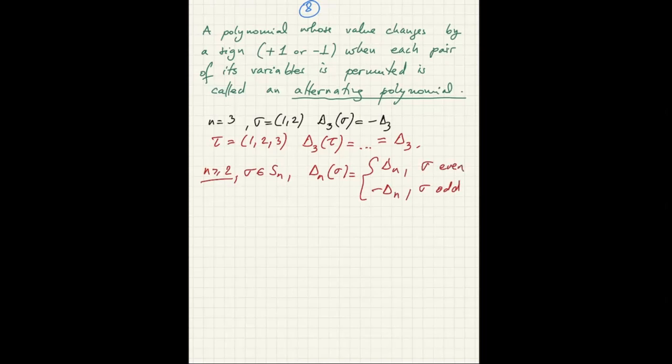So this polynomial delta_n of sigma, you can see it as being obtained from delta_n by doing some permutation of its variables or its indeterminates. And such a polynomial whose value changes just by a sign change, so it stays the same or it gets replaced by its negative, when each pair of its variables is permuted, is called an alternating polynomial. And so this delta_n of sigma is an example of an alternating polynomial.